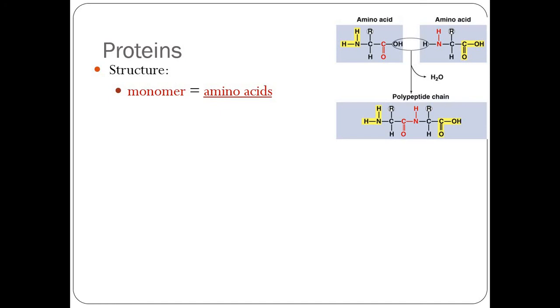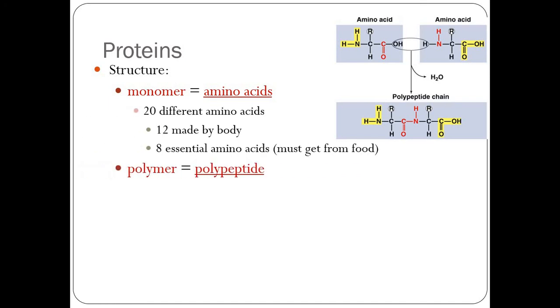For proteins, you have a monomer. The monomers of proteins, because these are polymer, the protein is a polymeric molecule. So the monomers are the amino acids. These are the building blocks of proteins. So we have 20 different amino acids. Twelve of them are made by the body, and eight of them are called essential amino acids. They are called essential because they need to be taken in from the diet. So they must be taken in from food. Okay, that's why they're called essential.